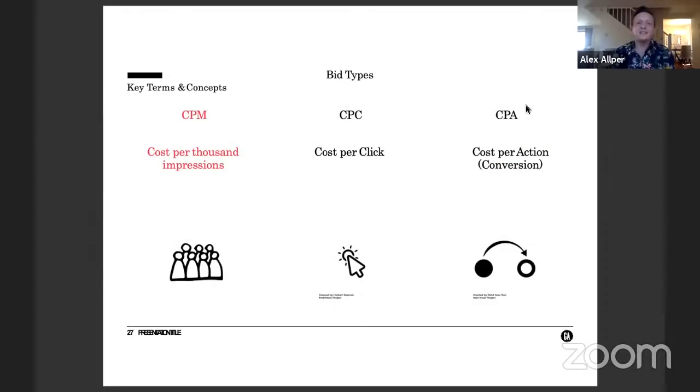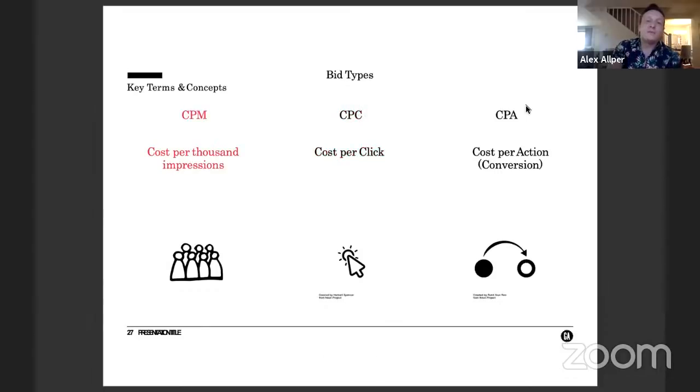Okay, now we're getting into some very exciting acronyms. CPM, your cost per 1,000 impressions. How much are you paying to reach 1,000 impressions? There's no right answer here either. It depends on who you're competing against. And the same thing is true for the next one, your cost per click.